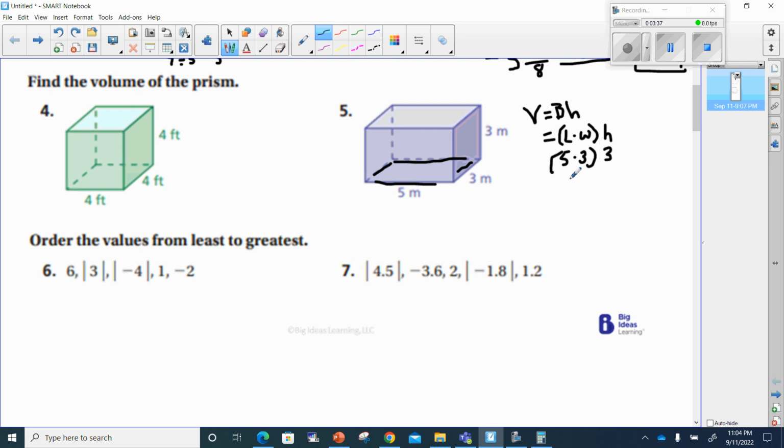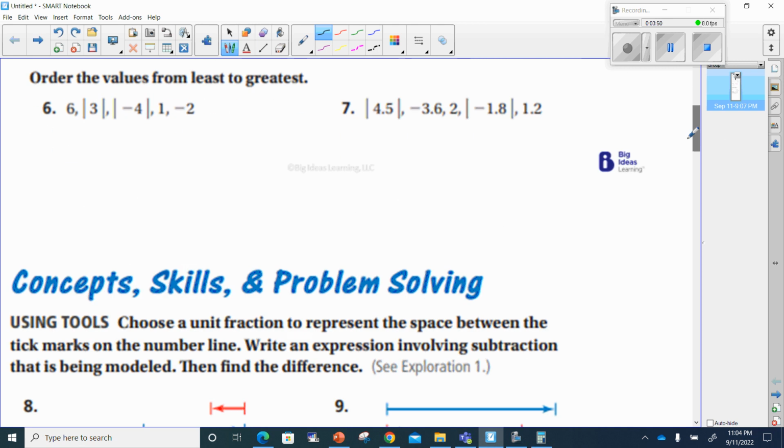Well, I know that 5 times 3 is 15. And 15 times 3 is 45. So this would be 45 meters. Remember, the volume is in cubes. All right, we're going to go to number 7 now.